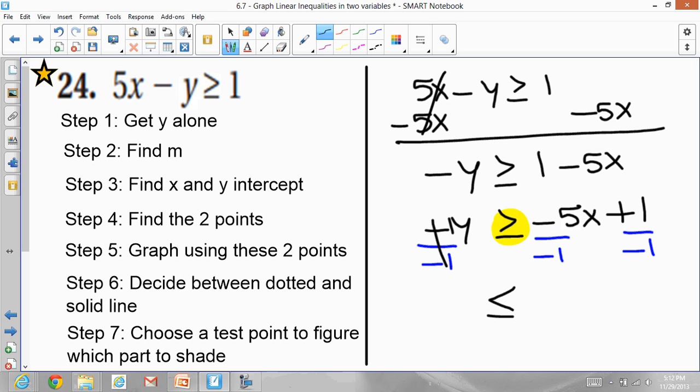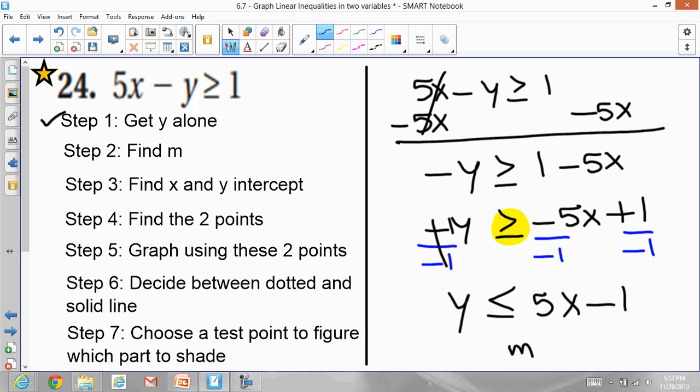-1 divided by -1 cancels out. I get y. And this is going to be a 5. -1 divided by -5 divided by -1 is positive 5x. Positive 1 divided by -1 is going to give me a -1. So this makes step number 1. Get the y alone. Now step number 2, find m.